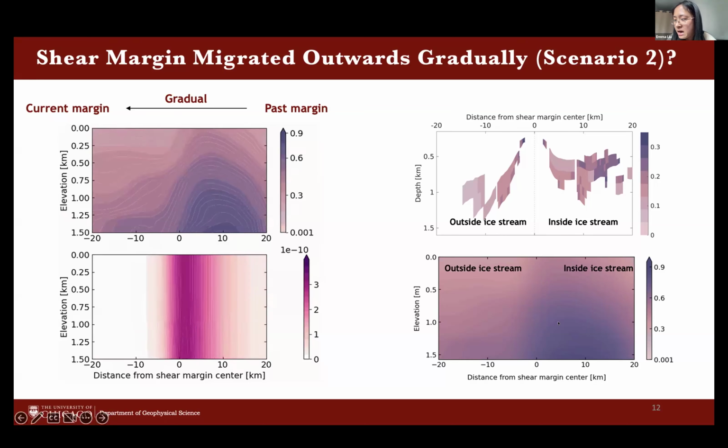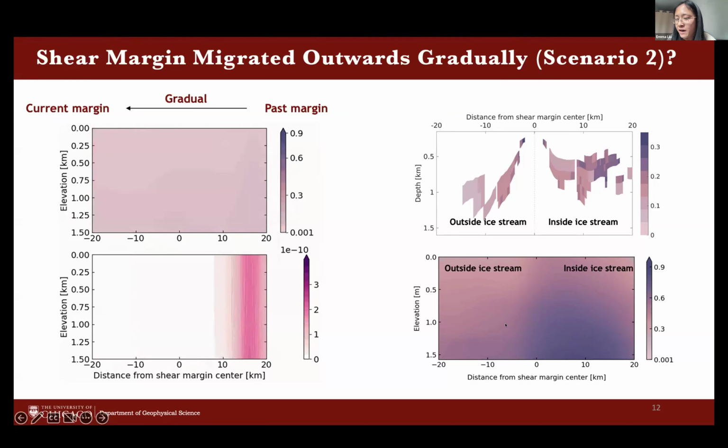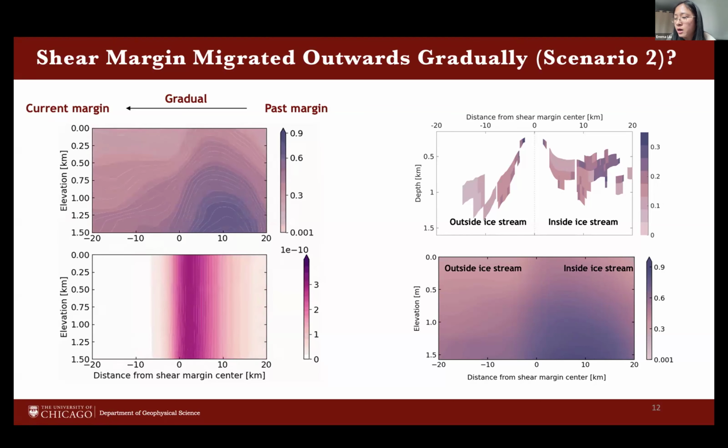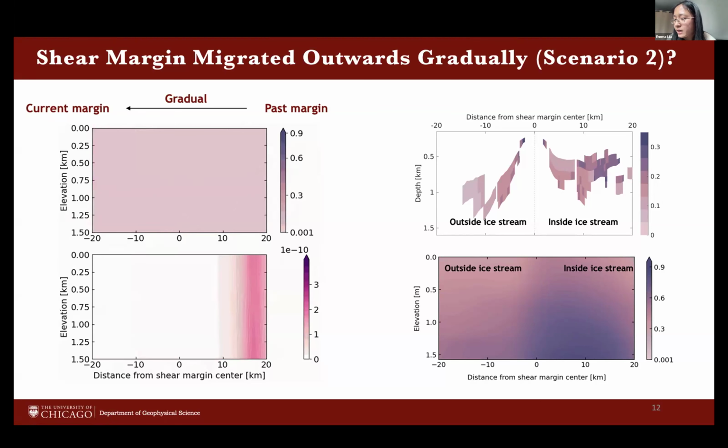So in this case, the model predicts strong fabrics pretty much everywhere the margin passed through, which makes sense from a numerical perspective. But again, it doesn't really match the observed non-monotonic pattern.